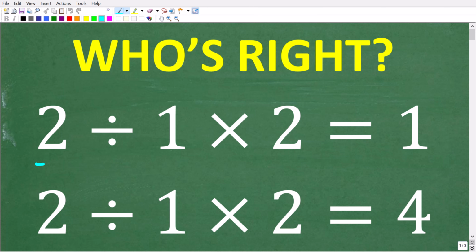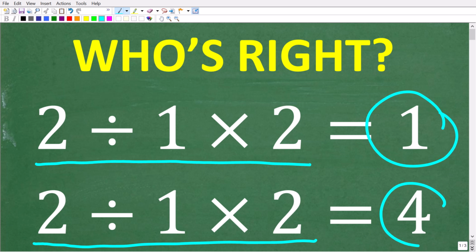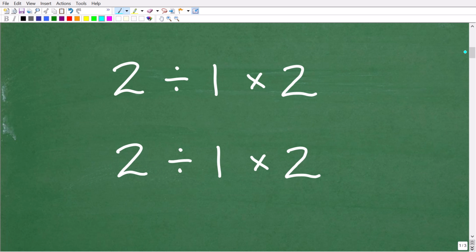We have 2 divided by 1 times 2, and it looks like we can get 1 as a good answer, but you can also get 4 as a good answer as well. So you have two logical answers, so which one is right and which one is wrong? Well, that's what I'm going to talk about in this video, and this is one of the most common basic math mistakes out there.